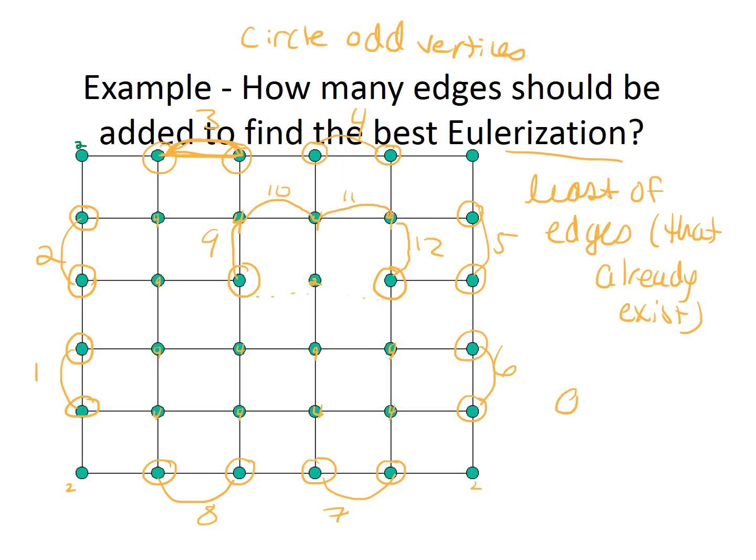So how many edges should be added? The answer is 12 for the best Eulerization. There's other possibilities, but that's the best that we can do, the least number of roads that we would have to retrace. Again, for Eulerization, circle the odd vertices, connect the odd vertices with each other using the least number of edges, but the edges already exist.